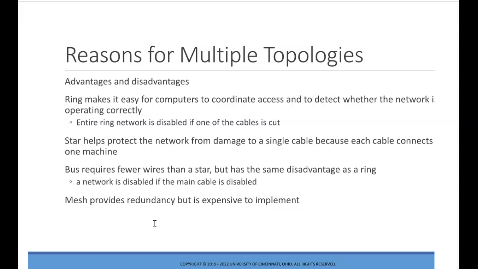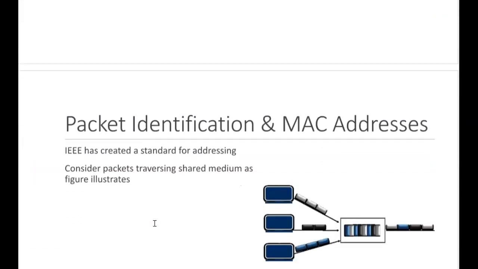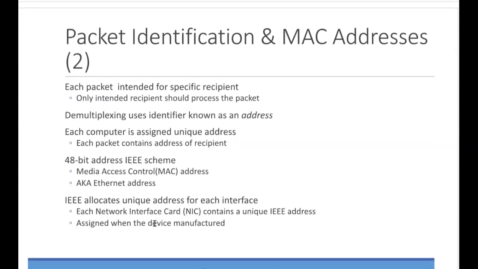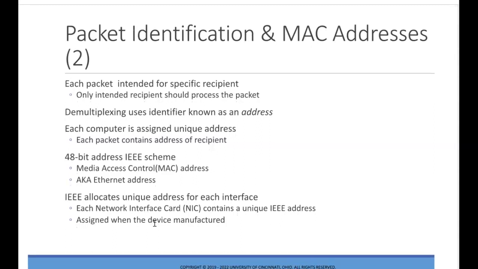Regardless of the topology used on a local area network, we have to identify packets sent on the local area network. Each user sends out packets of data, but how are the destination addresses of these packets identified? The IEEE has created a standard for packet identification. Each packet that travels across the shared medium is intended for a specific recipient, and only the intended recipient should process the packet.